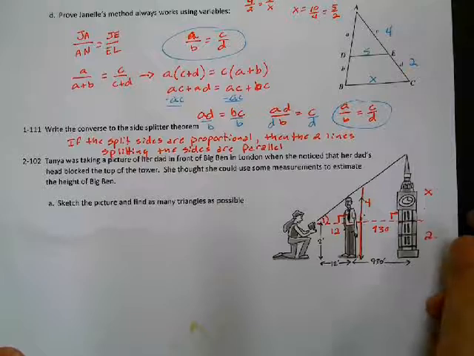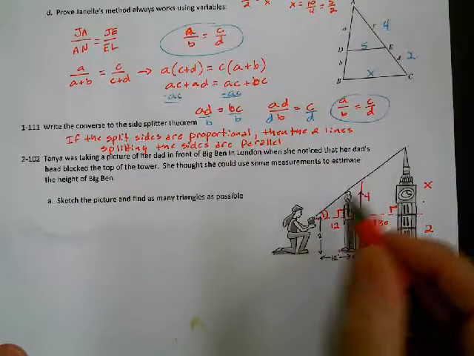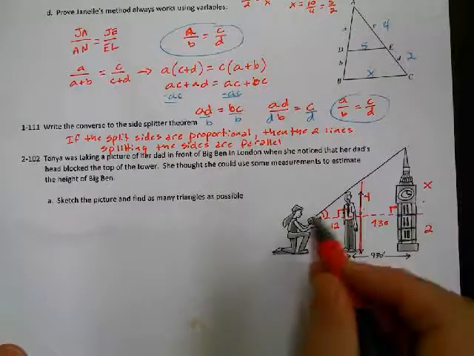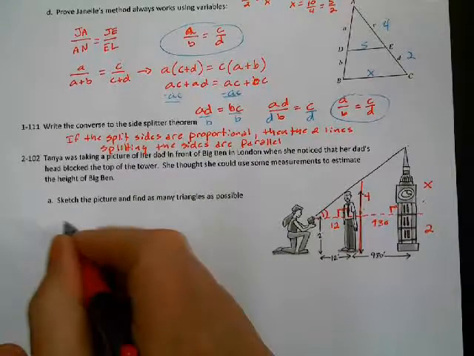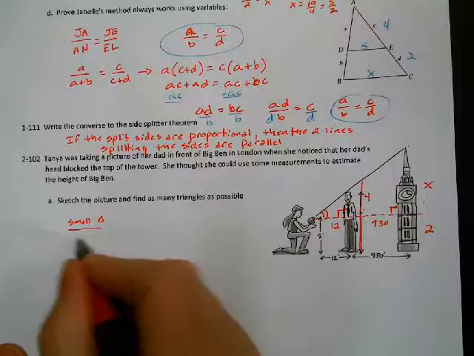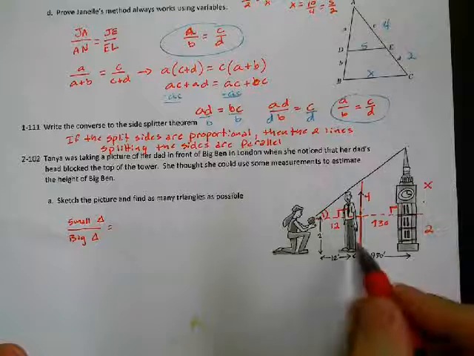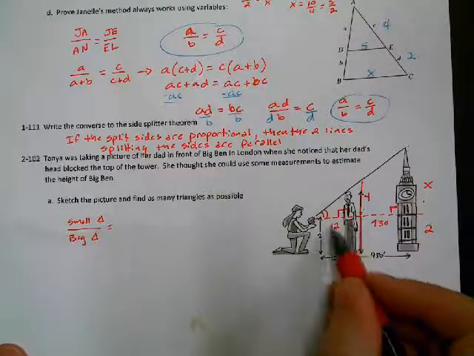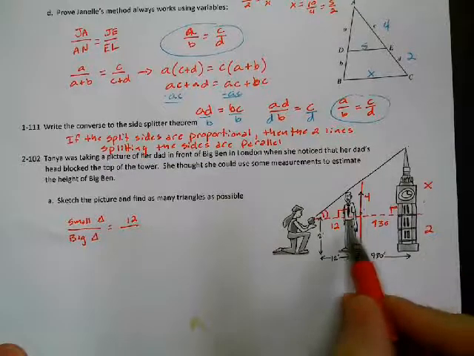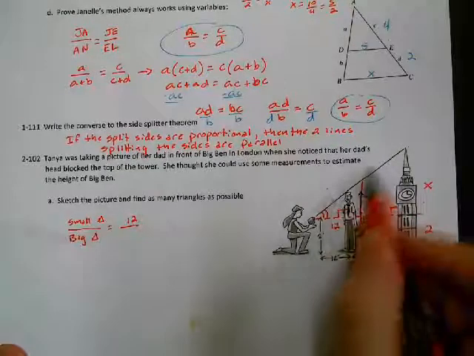And now we've got a proportion that we can write. So we've got this small triangle here with the camera and her dad. And then we've got a bigger triangle with the camera and Big Ben. So the small triangle is going to be compared to the big triangle. They have to be proportional because we proved it by angle, angle. So in the small triangle, let's use this side first. We've got 12. And then we're going to compare it to not 930 because this is not side splitter. Side splitter is if we would use these two sides. These are not part of side splitter. Those are the parallel sides.